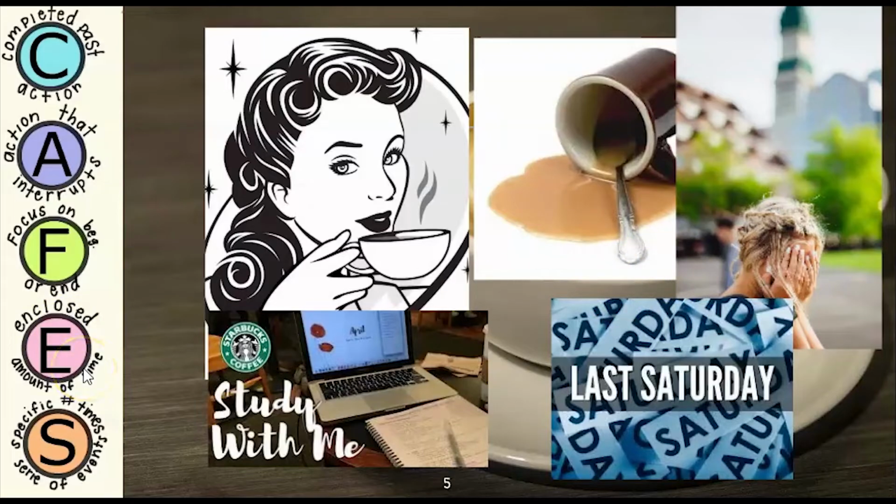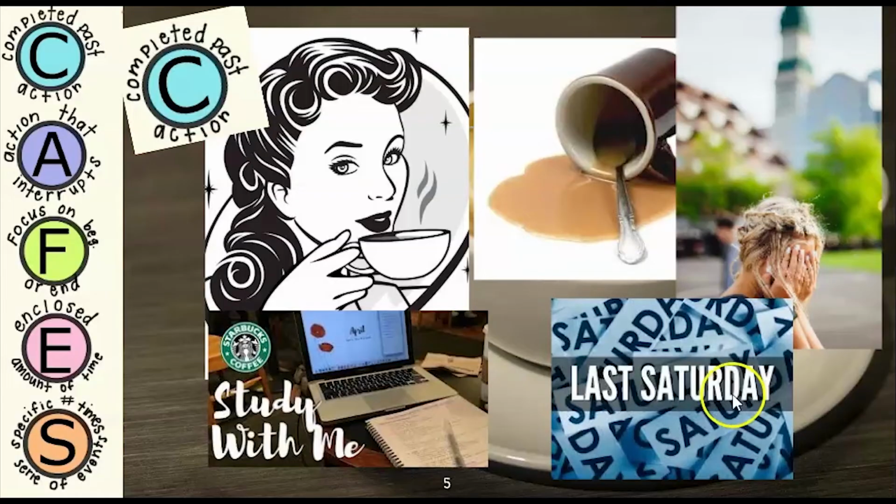E is for an enclosed amount of time. So this could be yo estudié ayer por 2 horas. I studied yesterday for 2 hours. A specific number of times could be yo fui a Starbucks 3 veces la semana pasada. I went to Starbucks 3 times last week. A specific day, el sábado pasado, last Saturday.